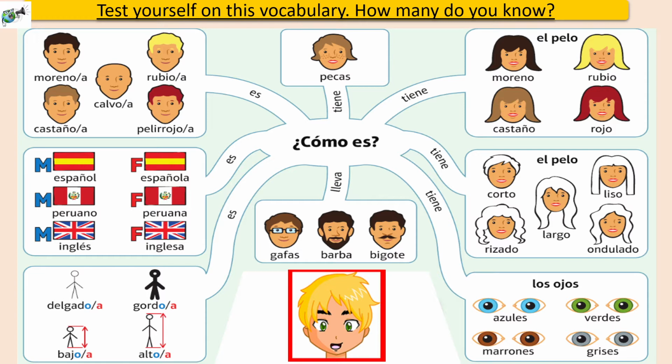So this one, we could be saying, tiene el pelo rubio y tiene el pelo corto, tiene los ojos verdes, and that could be about it. We can make it negative though. We could say that he does not wear glasses or he does not have a beard or a mustache. So no lleva gafas, no lleva barba, no lleva bigote. Have a go at the other one and write your answer down.